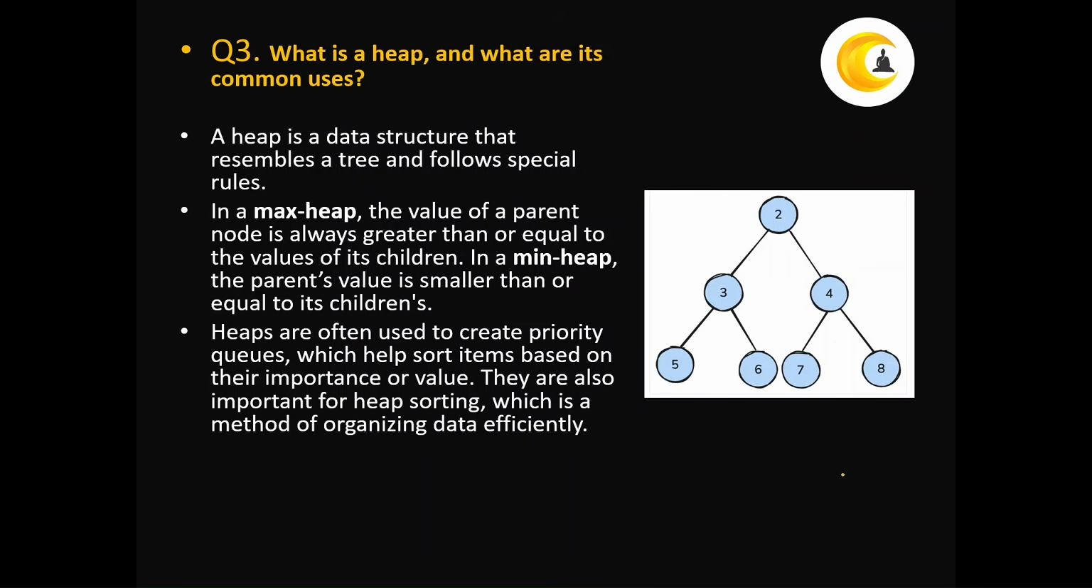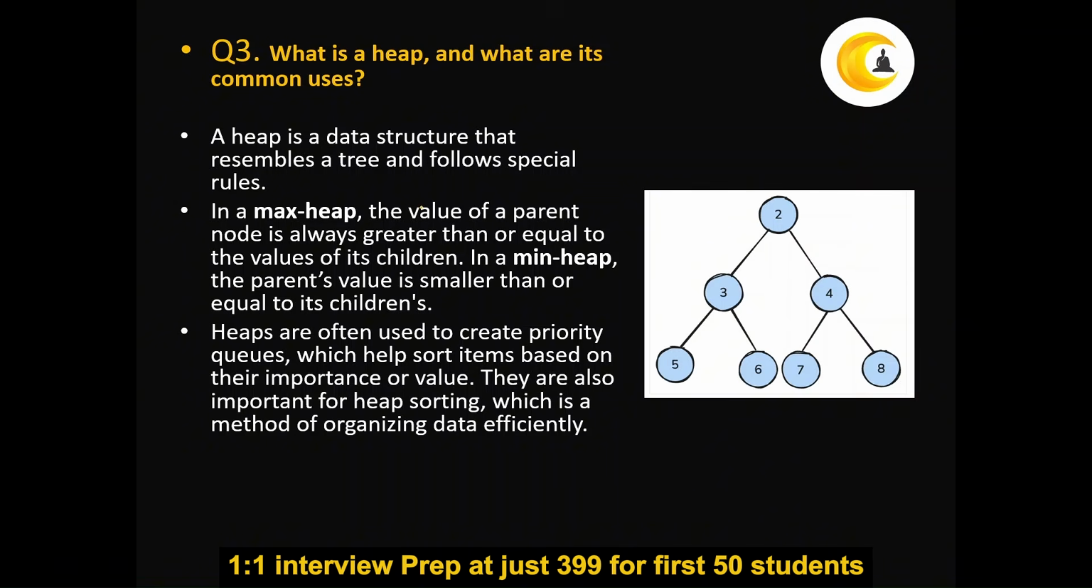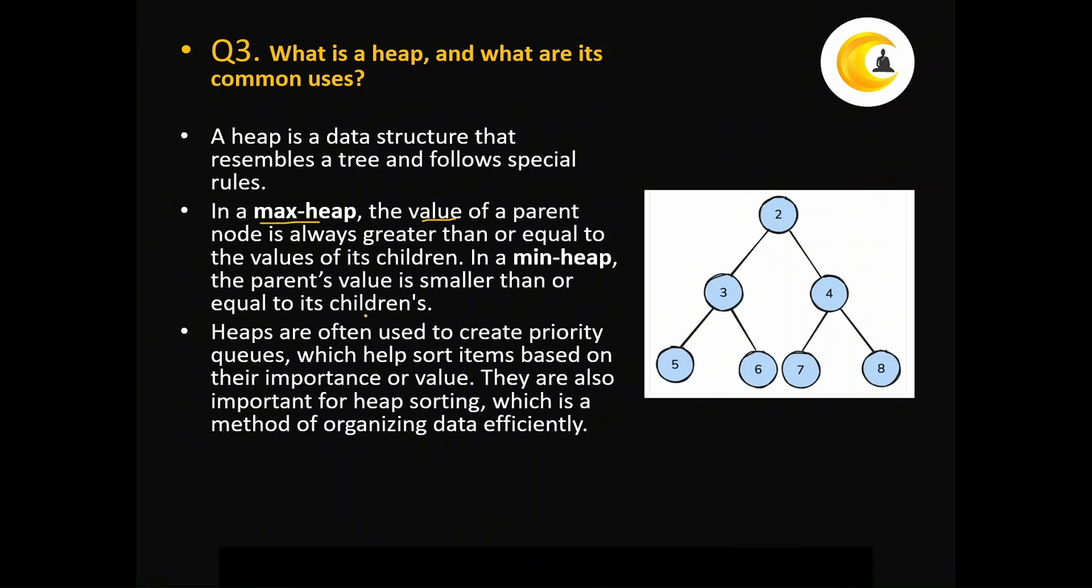What is a heap and what are its common uses? So heap is another data structure that resembles a tree, or it looks like a tree, but it has one special property. That is that in max heap, the value of parent node is always greater than or equal to the value of its child node. Okay, this is for max heap. For min heap, the parent value is always less than or equal to the children's value.